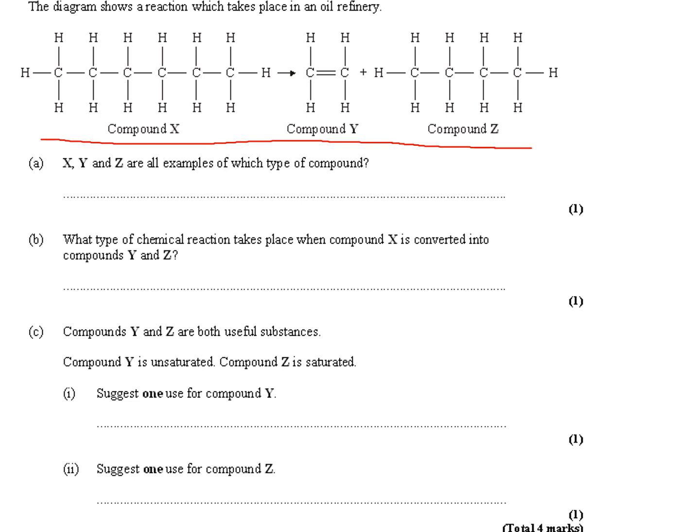What type of chemical reaction takes place when X is converted into Y and Z? Well, that's a type of chemical reaction. It doesn't ask us what to name it. The name would be cracking. That one's thermal decomposition.